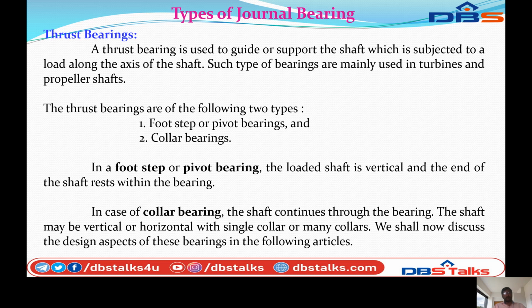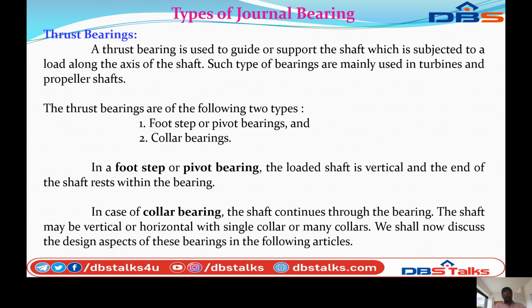Next, thrust bearing. A thrust bearing is used to guide or support a long shaft which is subjected to a load along the axis of the shaft. Such types of bearings are mainly used in turbines and propeller shafts. The thrust bearings are of the following two types: footstep or pivot bearings and collar bearings.